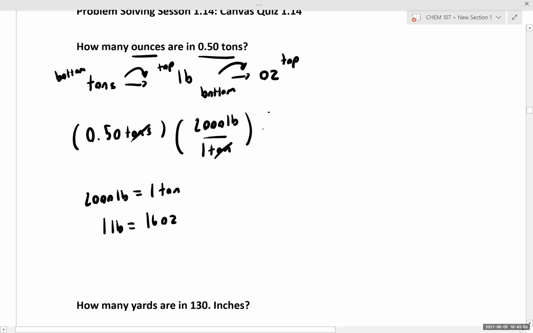Going from pounds to ounces, ounces will be on top. So we have 16 ounces per every 1 pound. Units of pounds cancel. And now we're ready to enter this into our calculator. 0.5 times 2,000 times 16. And that in turn gives us 16,000 ounces. We start with 2 sig figs, we end with 2 significant figures.